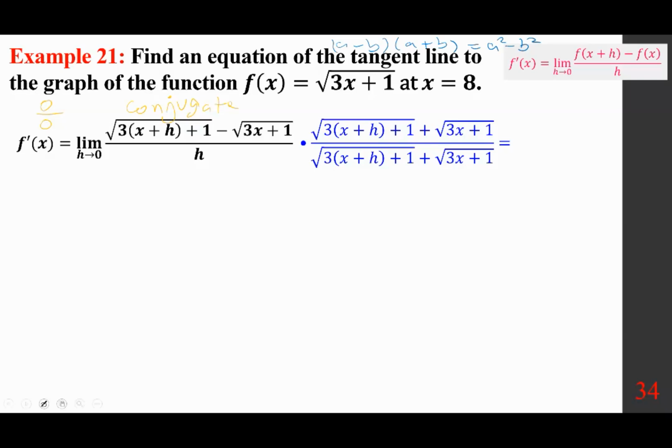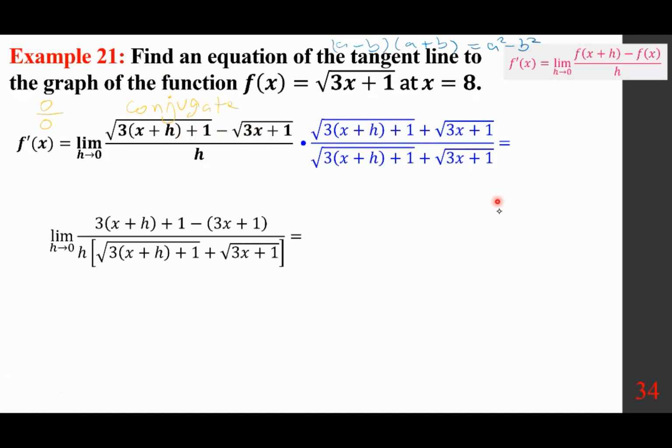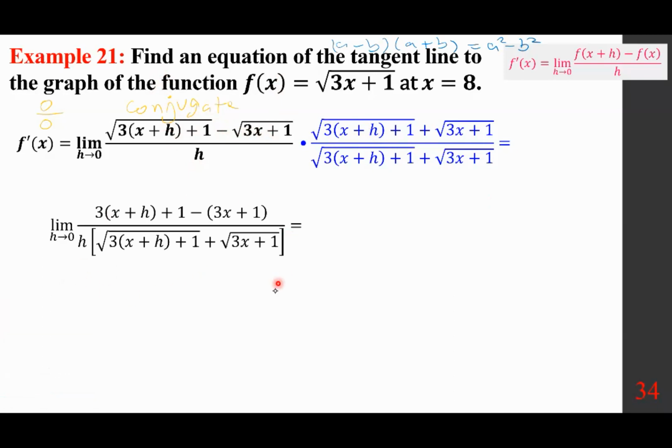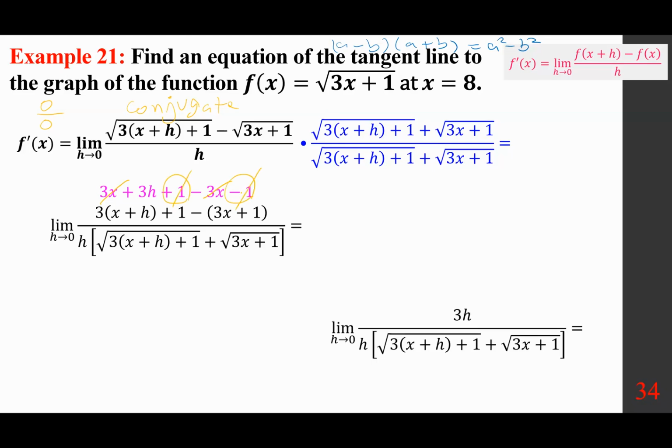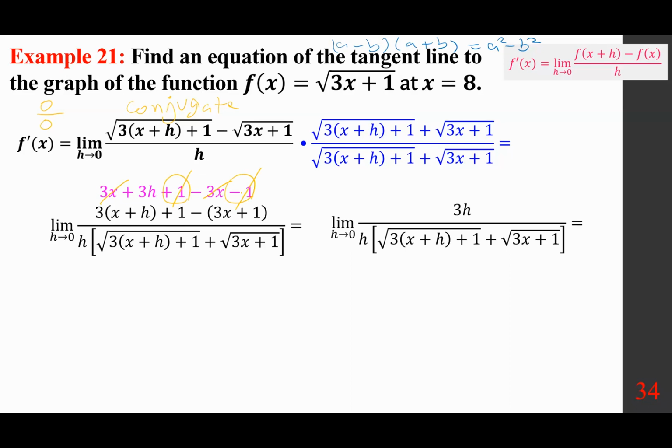Therefore, when we multiply this one by this one, this comes out minus this comes out. Each one comes out of the radical sign. And the denominator, you keep it as a product, everybody. So all you have to do is simplify the expression and then take the limit. 3x plus 3h plus 1 minus 3x minus 1. So what happens? These two cancel each other. These two cancel each other. So the numerator has only 3h. You can drop the h.